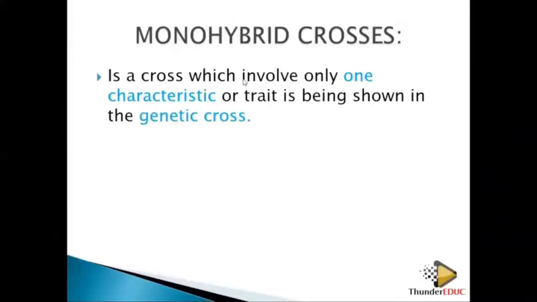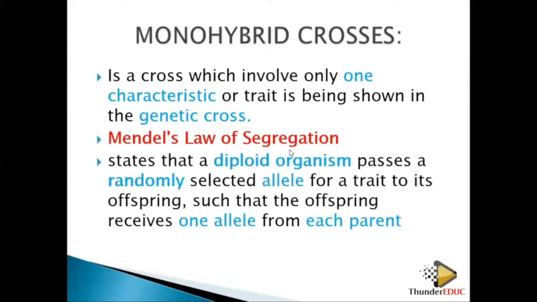A monohybrid cross is a cross which involves only one characteristic or trait. Trait is the same as the character, and it's being shown in the genetic cross. This guy Mendel put forward the law of segregation. Segregate means that during meiosis, individuals are supposed to divide, so that the offspring must receive one from the male parent and one from the female parent. So how do they form these gametes which are given to the offspring? They're formed during the process of segregation.